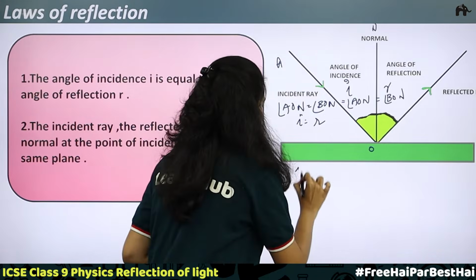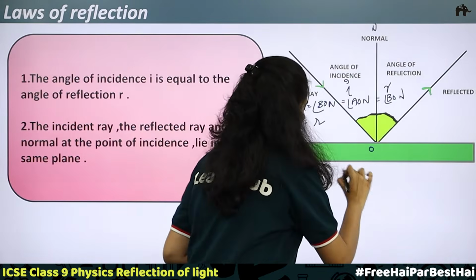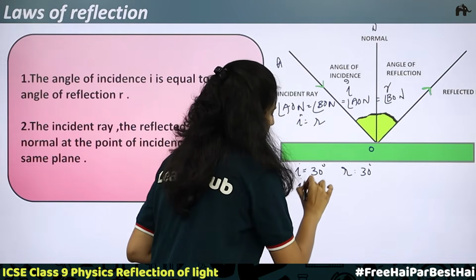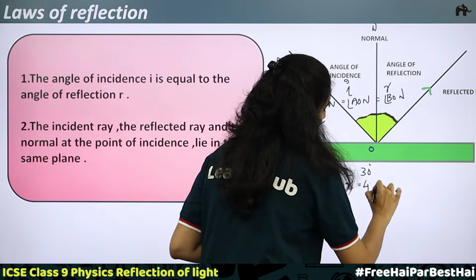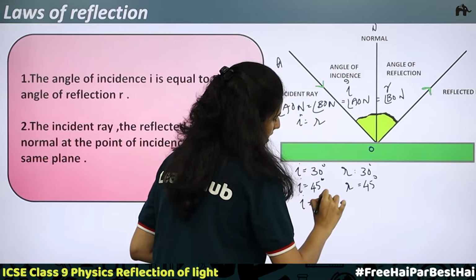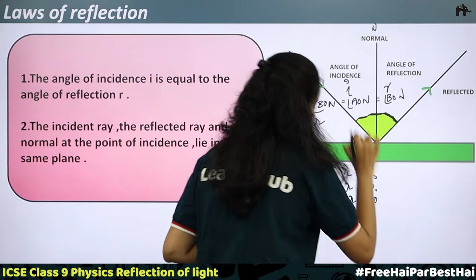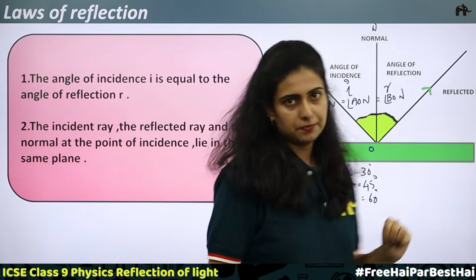If angle of incidence is 30 degrees, what is the angle of reflection then? Angle of reflection will also be equal to 30 degrees. If angle of incidence is 45 degrees, angle of reflection will also be 45 degrees. If angle of incidence is 60 degrees, then angle of reflection will also be 60 degrees. Both will be the same.